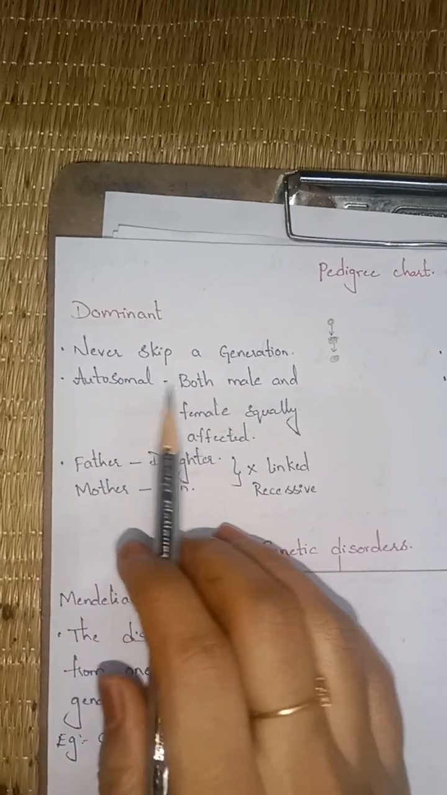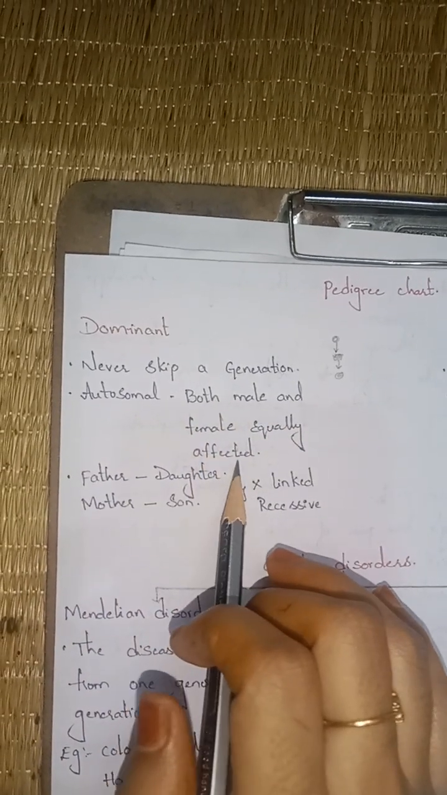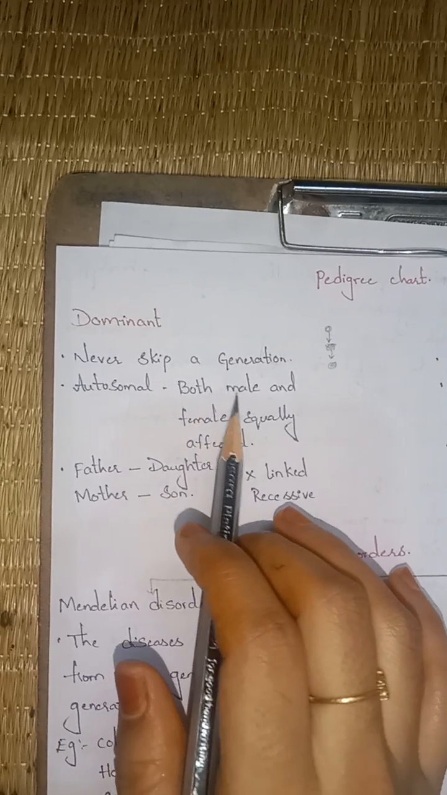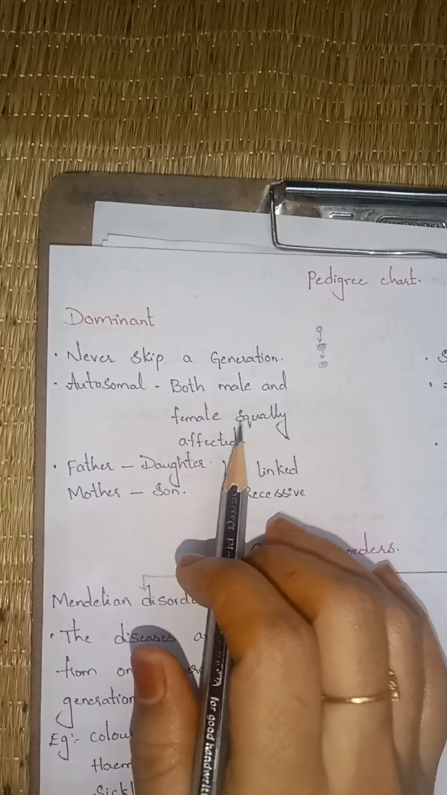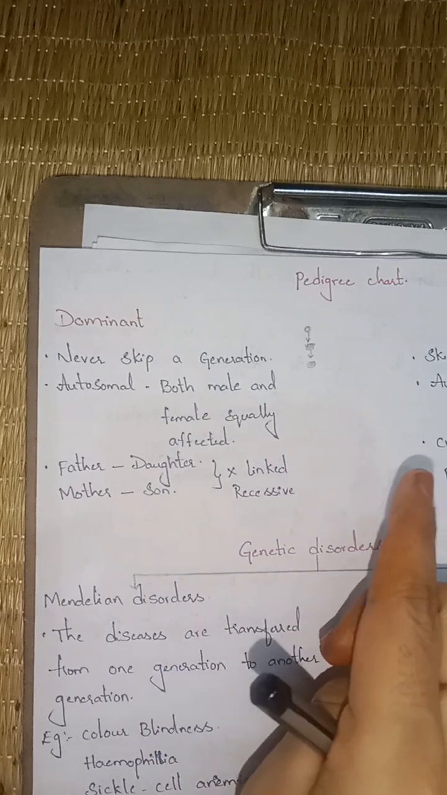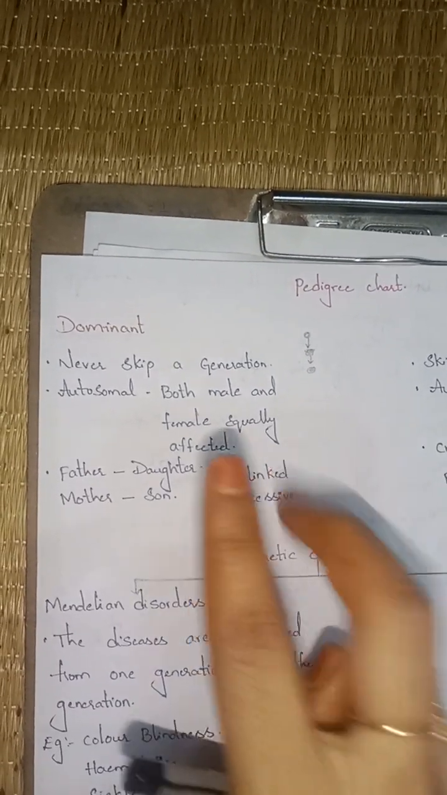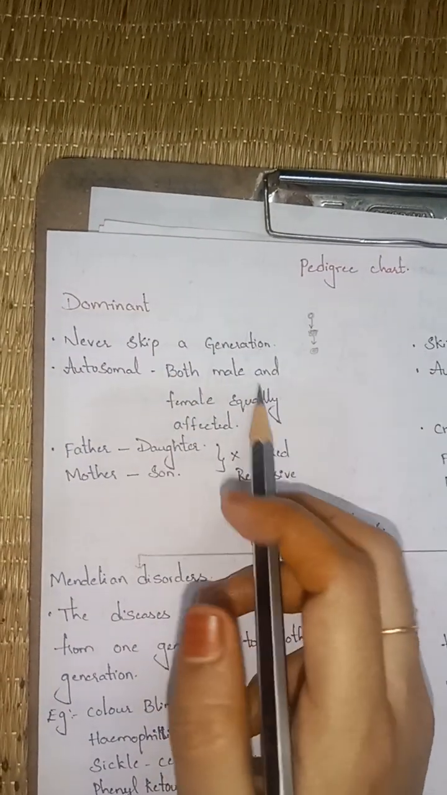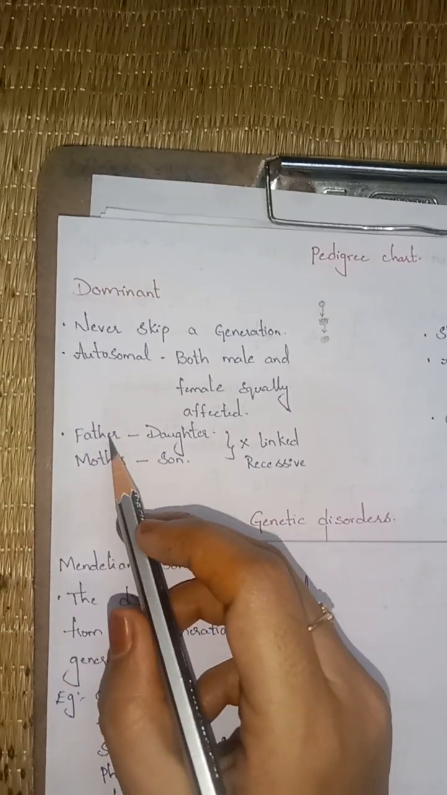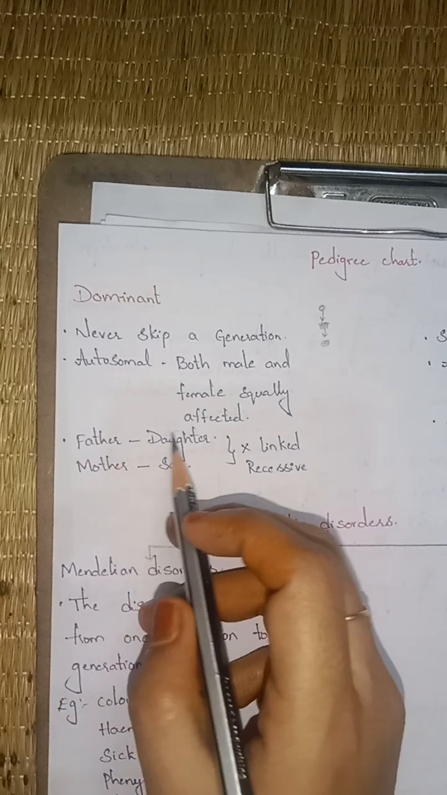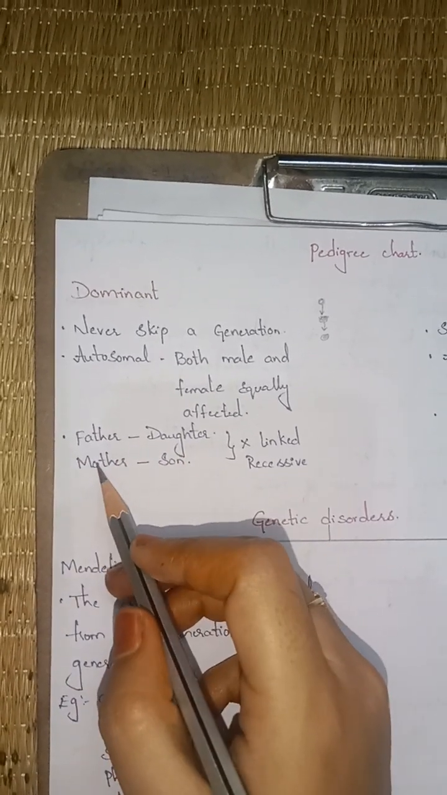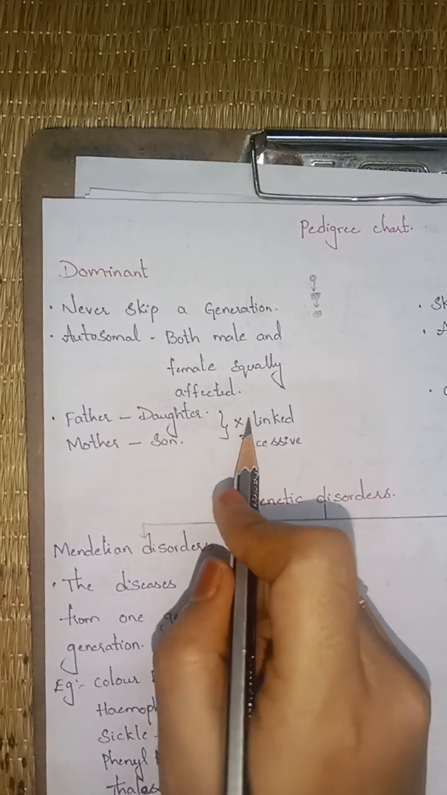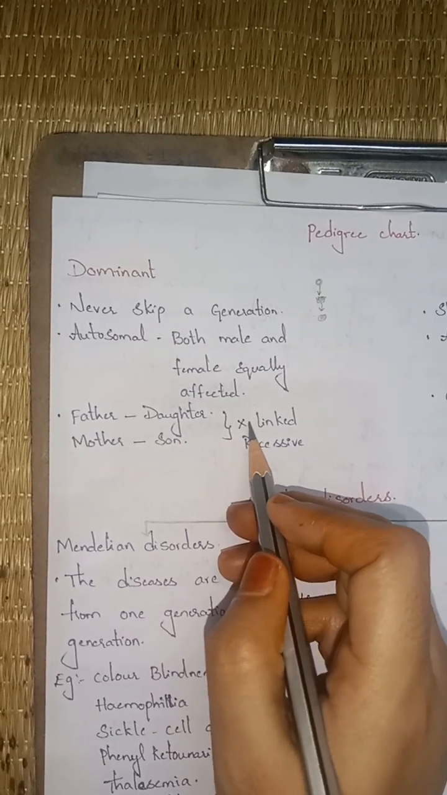If it is autosomal, both males and females are equally affected. If it is autosomal dominant, how do you identify it? Both male and female ratios are equally affected. If one male is affected, then one female also has to be affected. If two females are affected, then two males have to be affected. So that is autosomal dominant. The next one: father always transmits the disease to the daughter, whereas mother transmits the disease to the son.